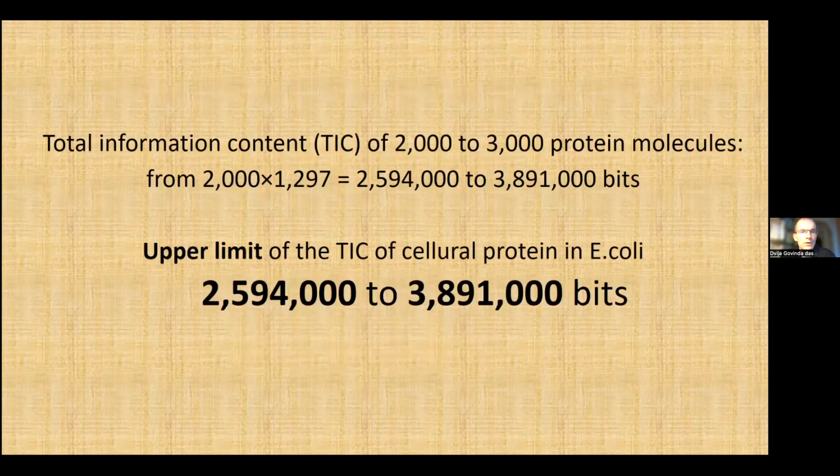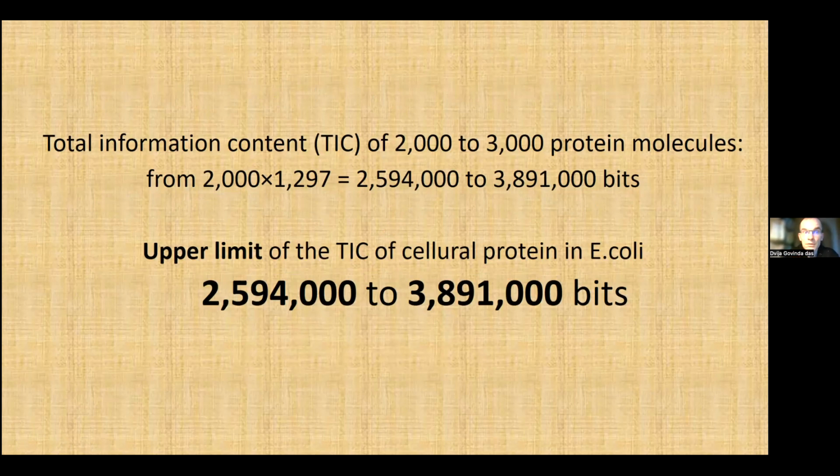But there are at least 2,000, as we said before, such molecules. It means the total information content, abbreviated here as TIC, is about several million bits, from 2.5 to 3.9 million bits.